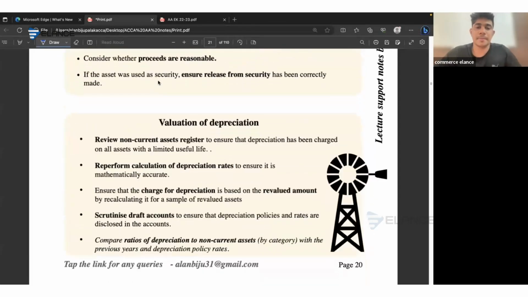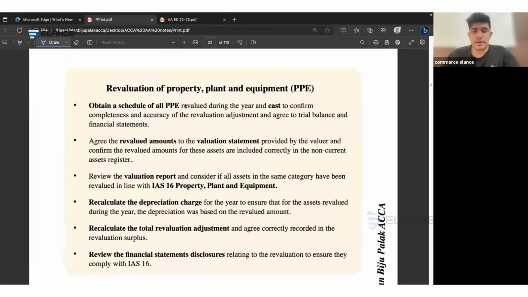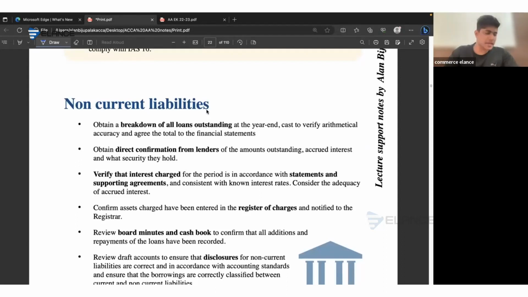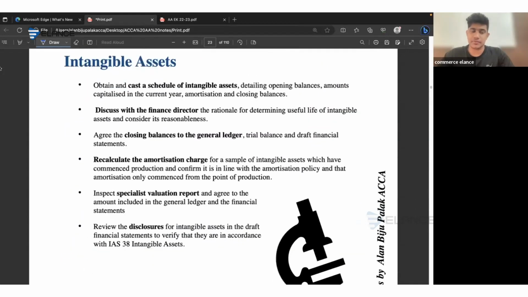Yes, sir. Then we have studied the points in relation to valuation of depreciation, then revaluation of PPE as well. Then non-current liability, the examiner might not be directly asking you to write the procedures in relation to non-current liability, but instead they might ask you to write the procedures in relation to bank loan. So when they ask for procedures in relation to the bank loan, we know that if it's a loan which needs to be repaid over a year, then automatically it's a non-current liability because the settlement takes more than a year. So we have to write the points in relation to non-current liabilities itself.